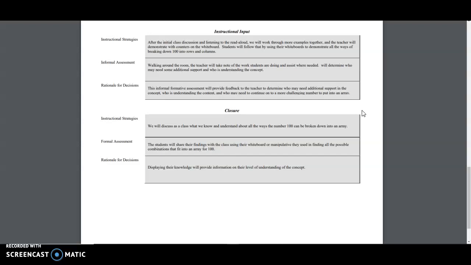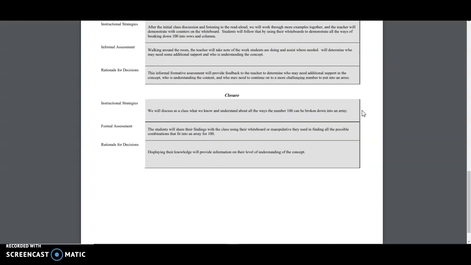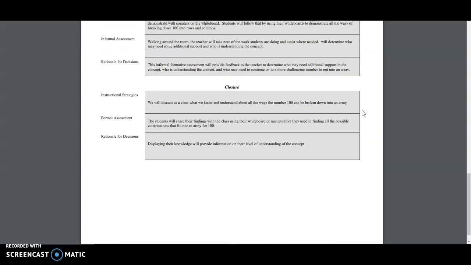work that students are doing and assist where needed, and will determine who may need additional support and who's understanding the concept. The rationale for this is the informal formative assessment will provide feedback to the teacher to determine who may need additional support in the concept, who is understanding the content, and who may need to continue on to more challenging numbers to put into an array.